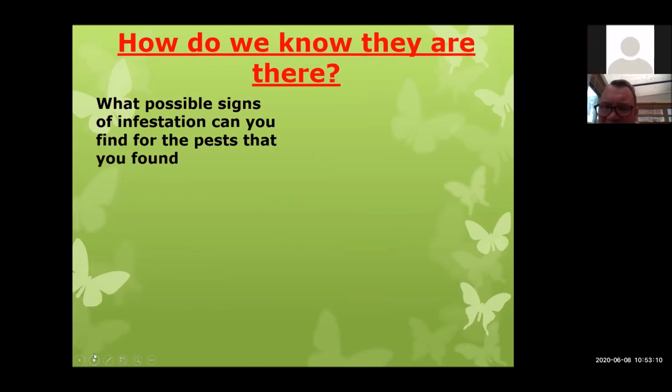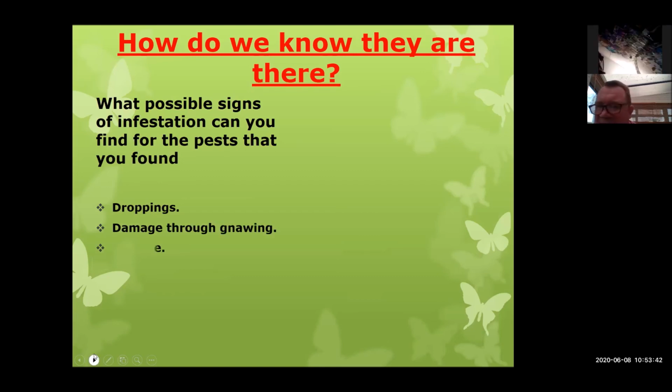How would we know that they've been there? If we can't physically see them, how else would we know that we've had food pests in our kitchen? Droppings, yep, good. What else? Good, Alex. How else would we know? Droppings, definitely. What else may they do? They're after food, aren't they? That's why they're there. So what are they going to do if they see food? What are they going to leave? They're going to leave damage. They're going to eat.